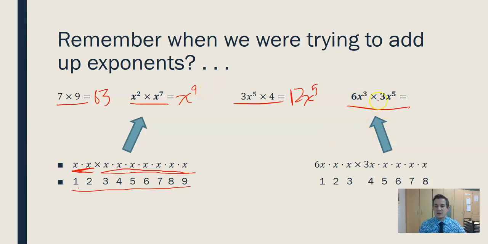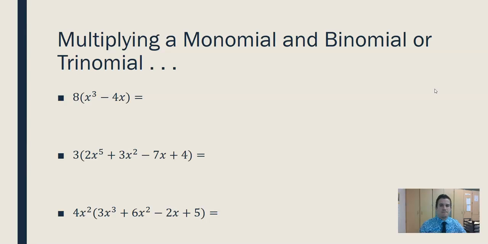Same thing applies here. 6 times 3 is 18, and then x times x times x, 3 x's, and 5 x's, that comes out to be 8 x's. So I would write that multiplication as 18x to the 8th. So we're going to use that here in just a minute. But remember those rules when we're talking about multiplying bases with exponents together.